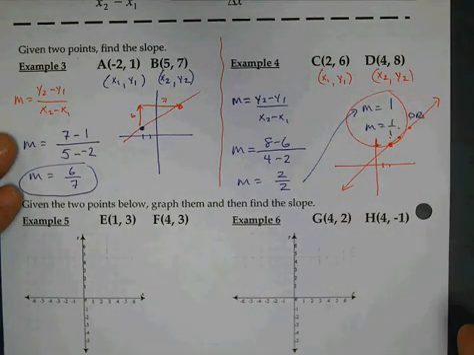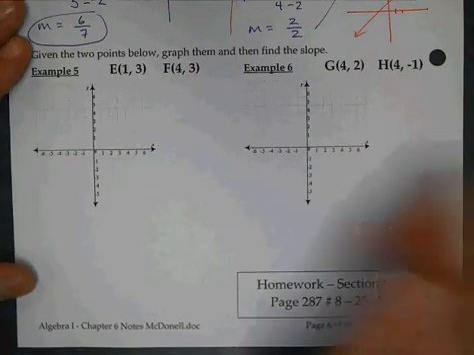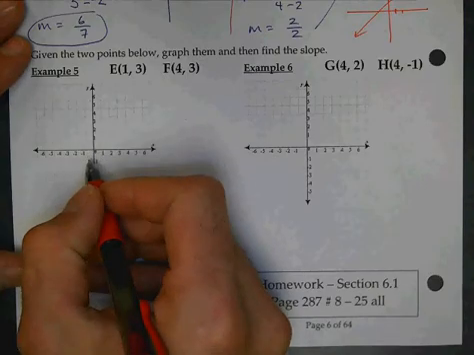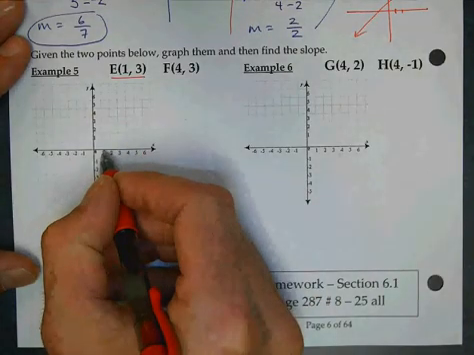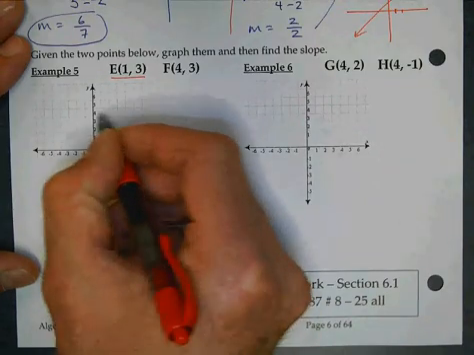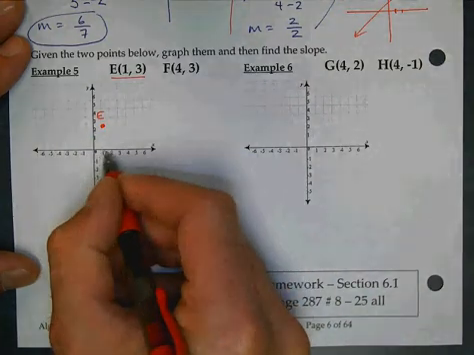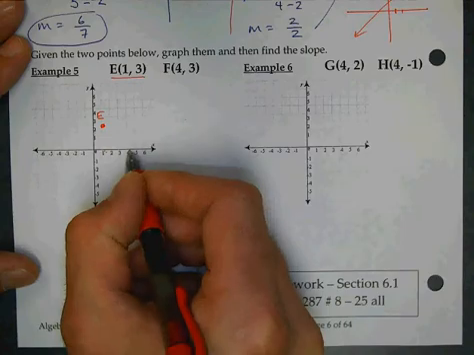Okay. Moving down. Where is point E? In what quadrant? Little review. What quadrant is point E? First. Okay. What about point F? 1.